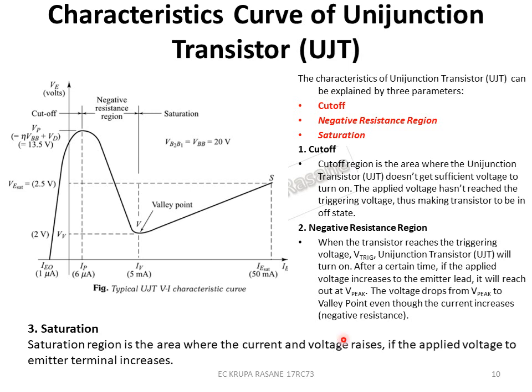Next is the saturation region, that is, beyond this point. The saturation region is the area where the current and voltage both rise if the applied voltage at the emitter terminal is further increased.